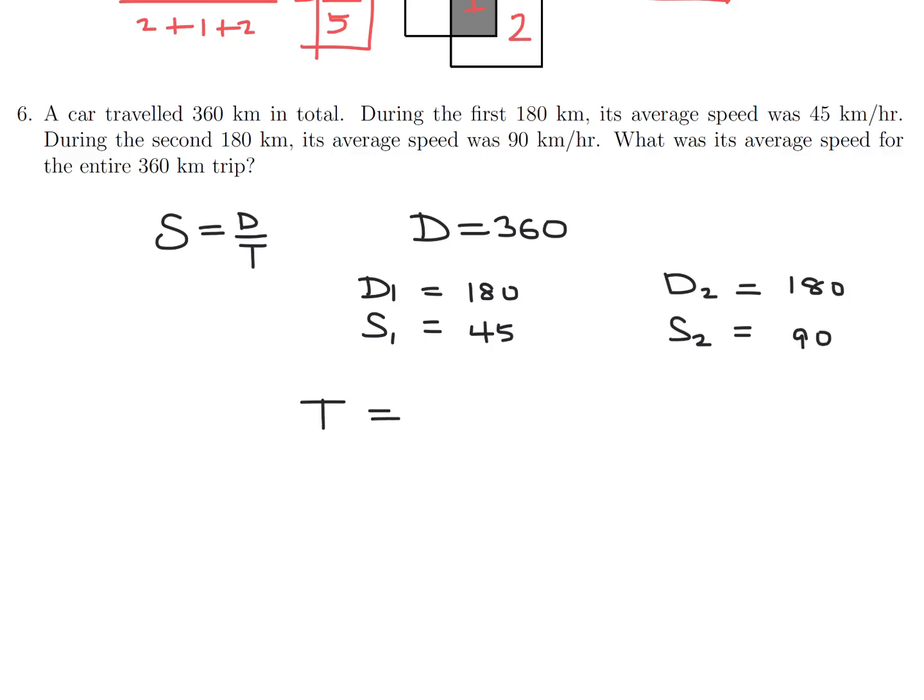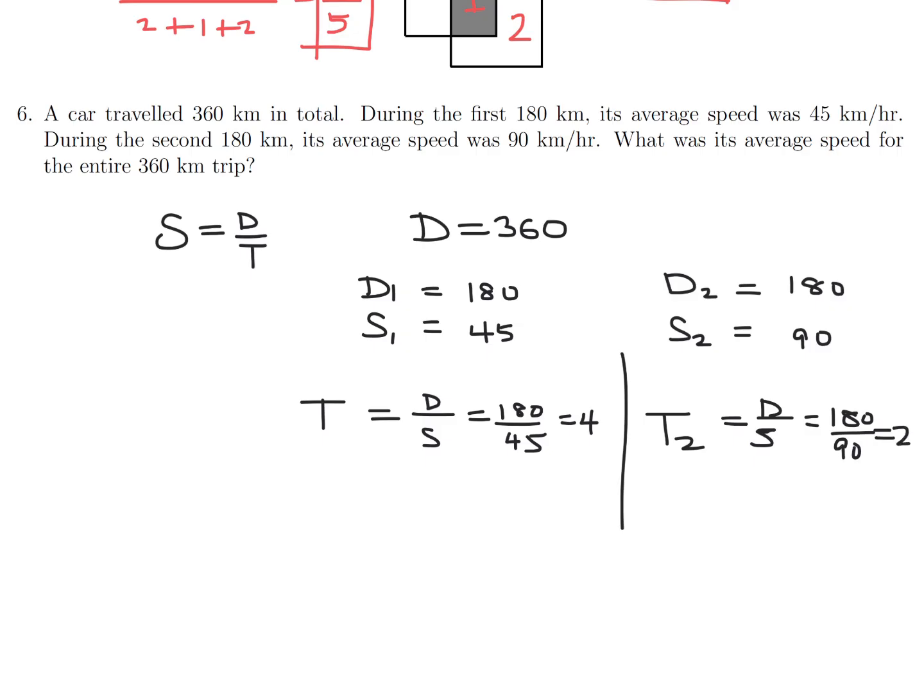So the time is equal to distance over speed. So that's just going to be 180 over 45, and I believe that's 4. And on this side, the time, we can call it T2 if you want, is again d over s, which in this case would be 180 over 90, which is just 2. So that means the total time is this 4 plus this 2.